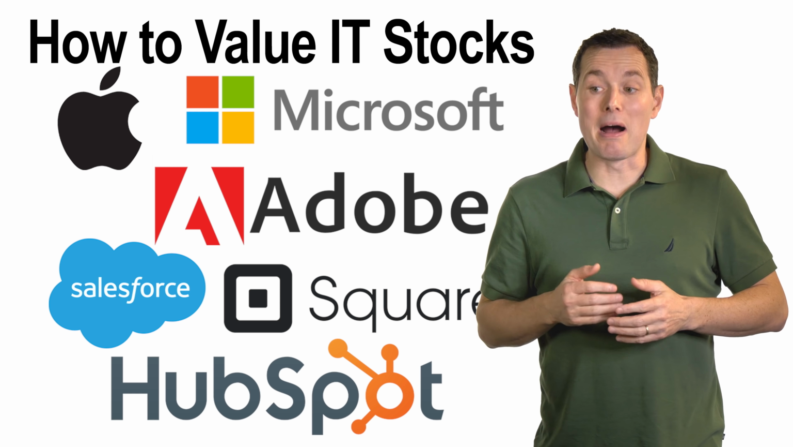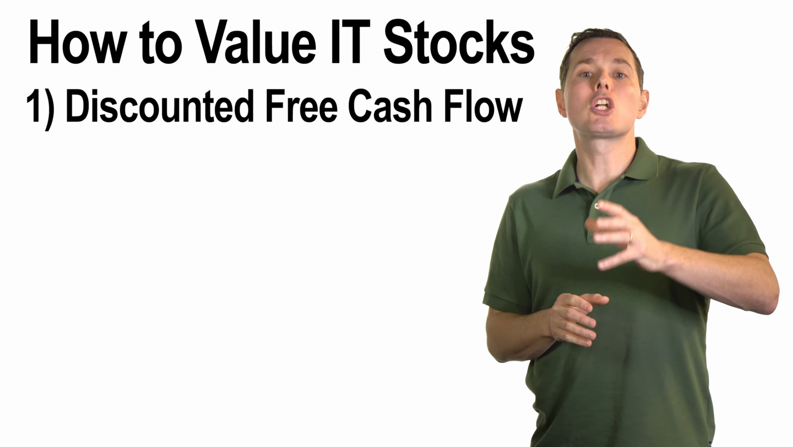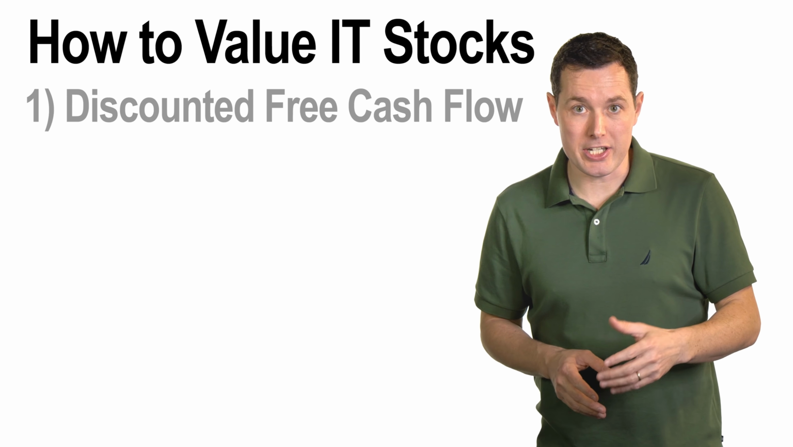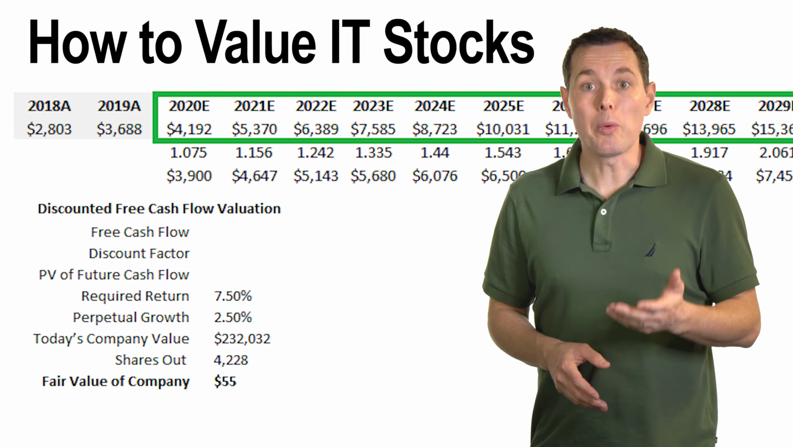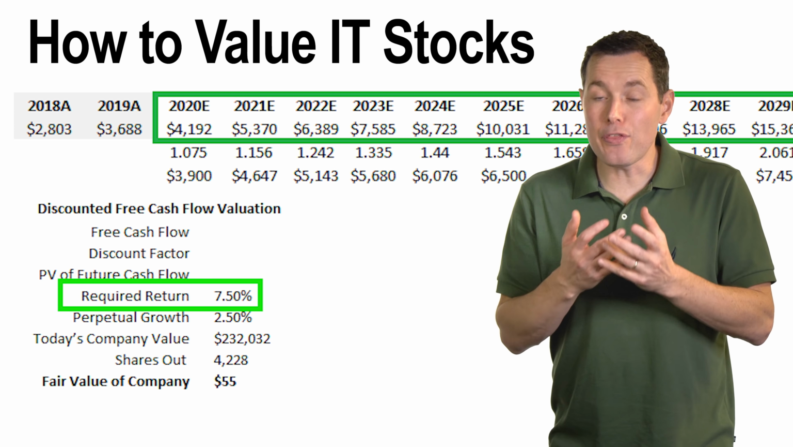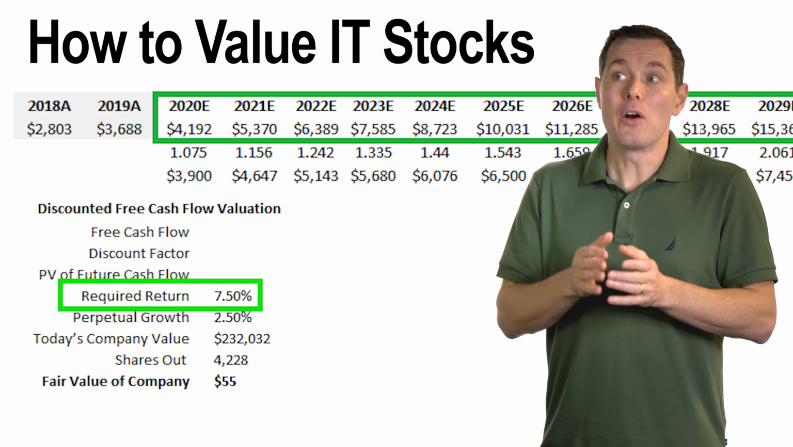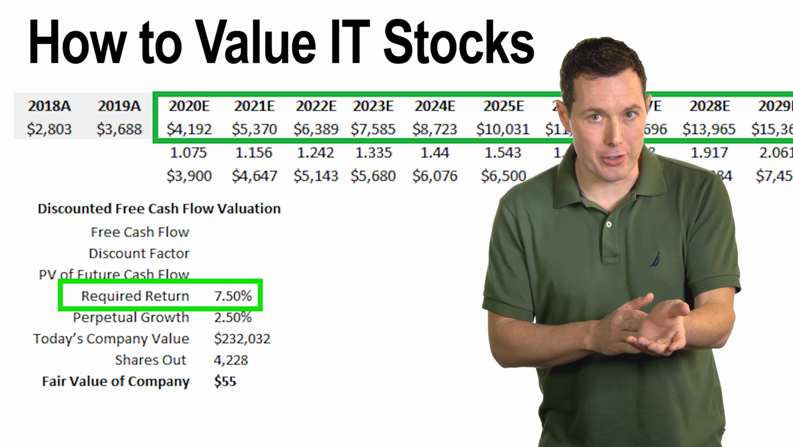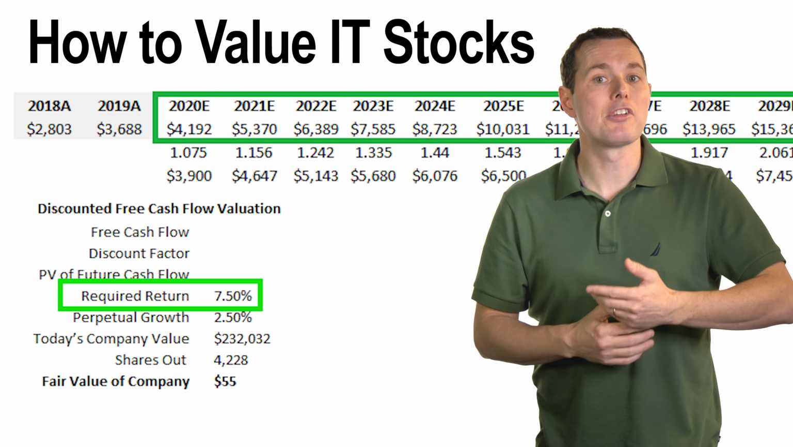So my first and my favorite one, my personal favorite, is discounted free cash flow. So the general concept with discounted free cash flow is that we come up with estimates for what future free cash flow will be. We then discount that by our required rate of return. And in theory, this tells us what the company should be valued today to earn our required rate of return, assuming that our forecasts, our projected numbers, are correct.